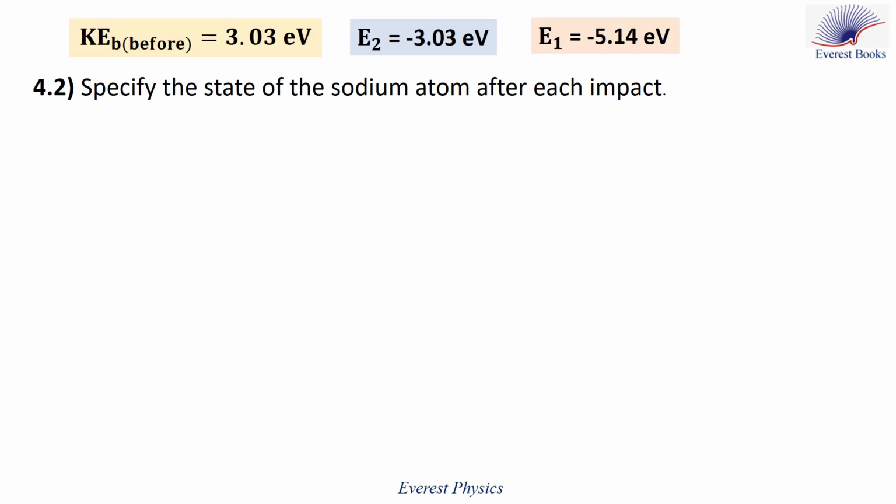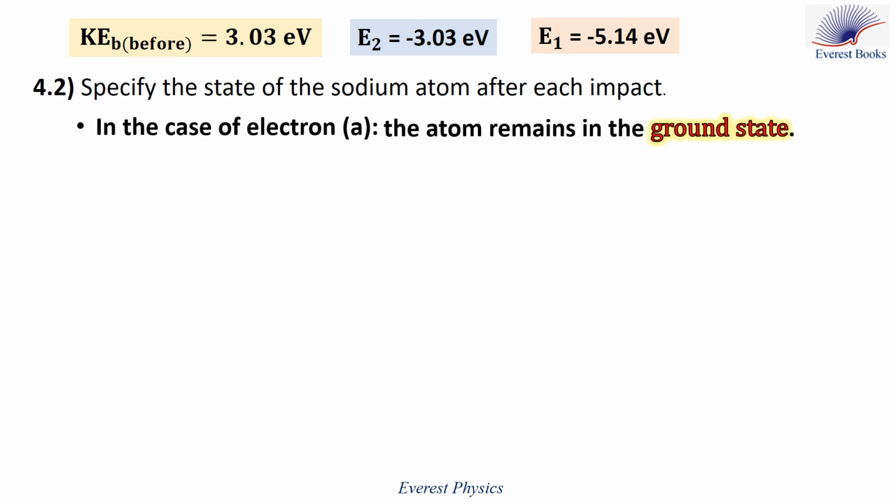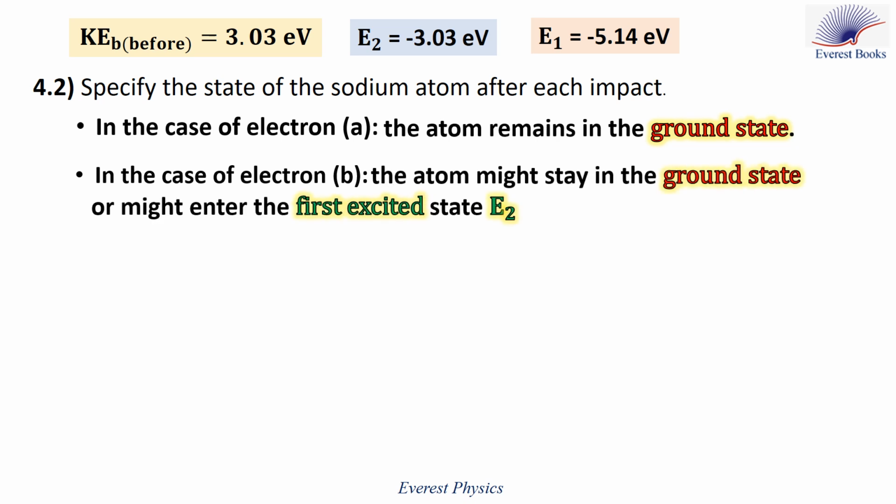4.2. Specify the state of the sodium atom after each impact. In the case of electron A, since this electron does not interact with the atom, it remains in the ground state. In the case of electron B, since EH lies between E2 and E3, there are two possibilities. The atom may remain in the ground state or may be excited to the first excited state E2.